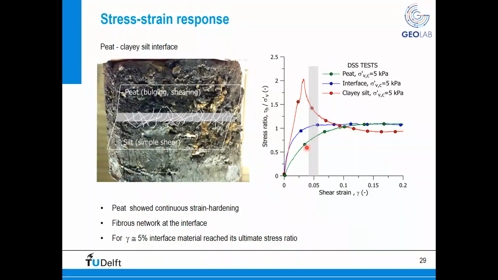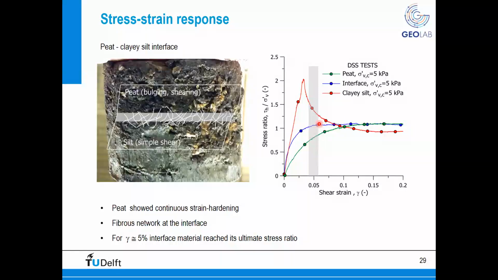So the peat layer, which is basically the green stress-strain response, continuously shows strain hardening, so you don't reach failure, even at shear strain of about 15%. But if you look at the interface, which is actually the blue line, already at 5% of shear strain, this material already mobilized the maximum stress ratio. And 5% was actually the shear strain at failure that we estimated from the field test.